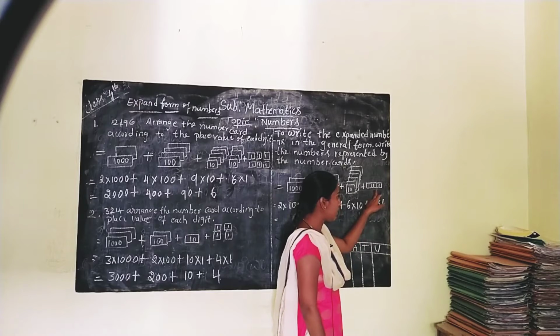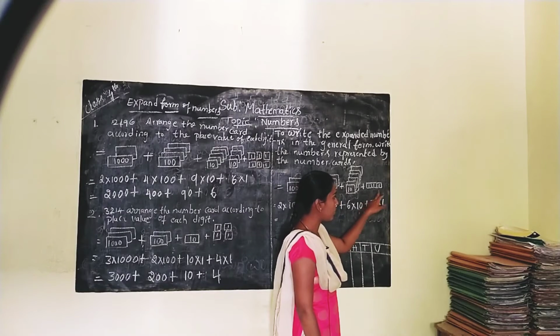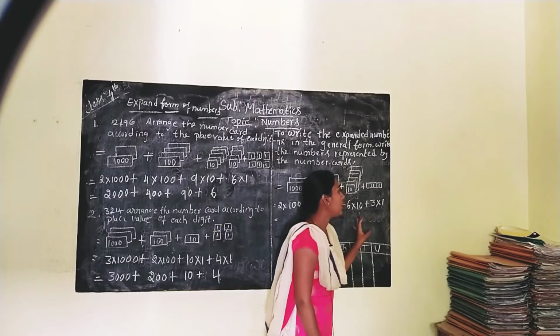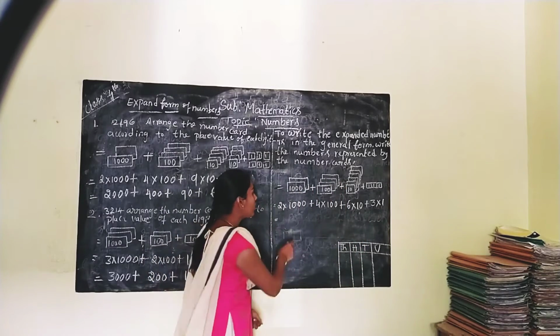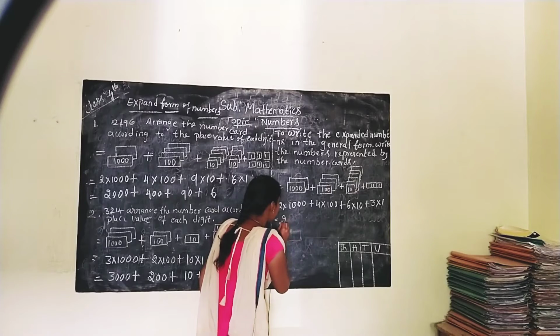This is the units place. How many cards are there? 1, 2, 3. 3 cards are there. This is the units place. 3 into 1. Children, this is an expanded form. We have to write the general form. 2 into 1000, 2000.